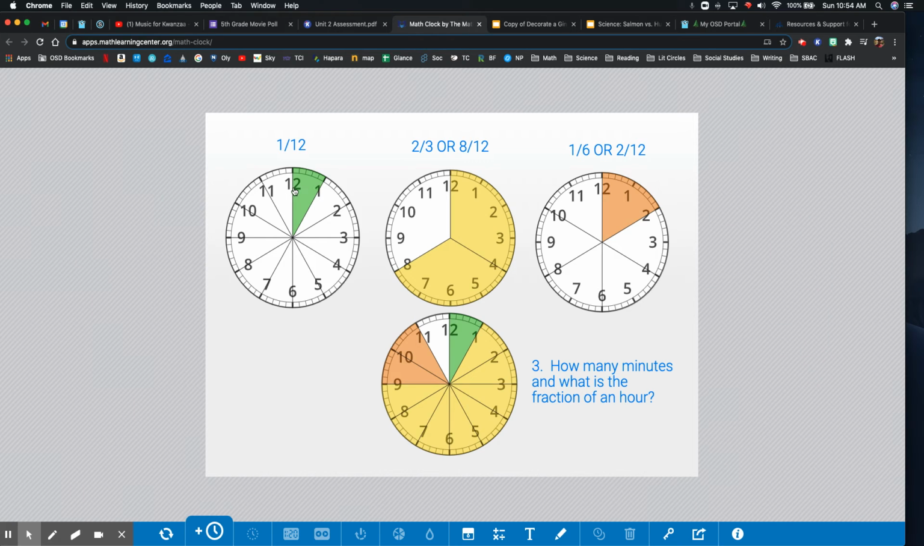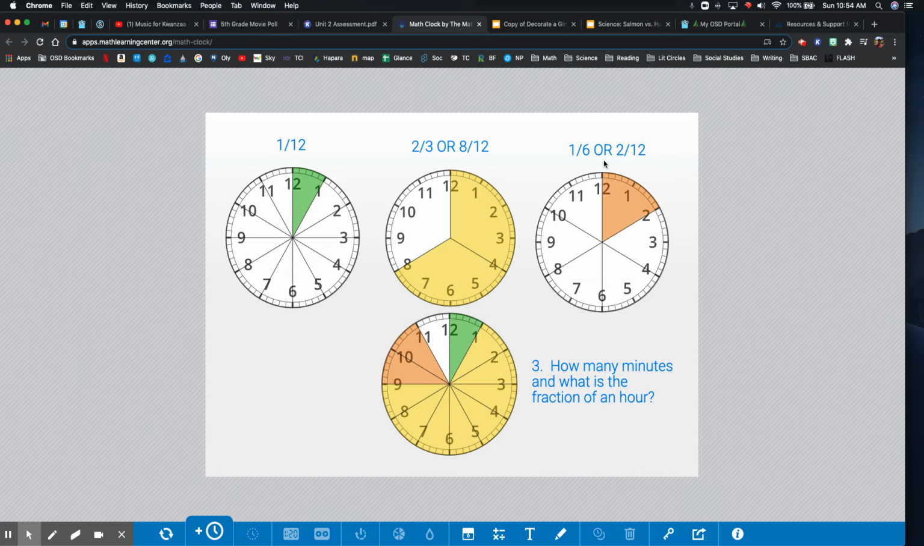So she walked 1/12 of an hour. She ran 2/3 of an hour. So I cut this clock in the middle here into thirds, and I shaded in to the 2/3 point, which equals 8/12, because this line goes to the 8. So this is out of 8/12. Remember, number one is 1/12.